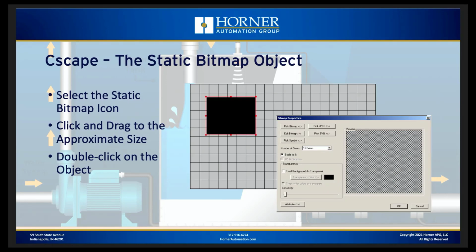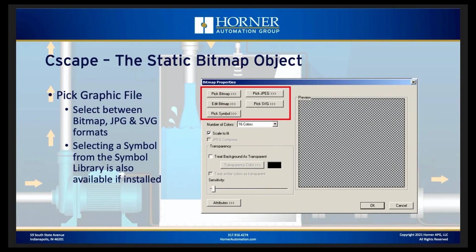So the way that this works is you start, of course, by clicking on and selecting the static bitmap object, and then you click and drag an object approximately the size that you want on your screen. It doesn't have to be exactly the size that you need, but just approximately the size you're looking for. And then once you've done that, you double click on the object, and then that pulls up the static bitmap dialog box. Okay, so the first step is you're going to need to select which graphic or which image that you want to bring in.